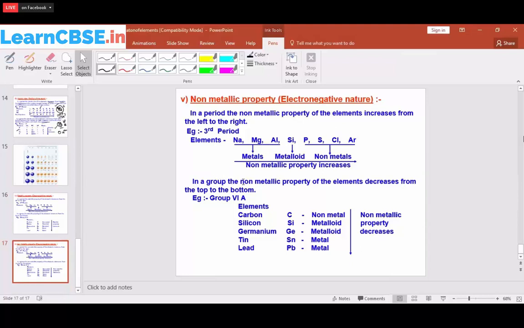In a group, the non-metallic property of the elements decreases from top to bottom. The same example: we are taking group 6A, carbon, silicon, germanium, tin, lead. Carbon is the non-metal, silicon is a metalloid, germanium is a metalloid, tin is a metal, lead is a metal. So when you are moving down the group, the non-metallic character decreases. When you are moving from left to right in the period, the non-metallic character increases.